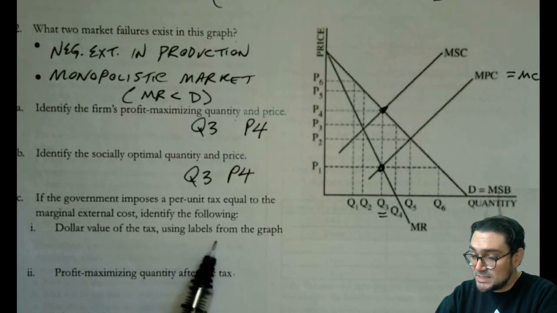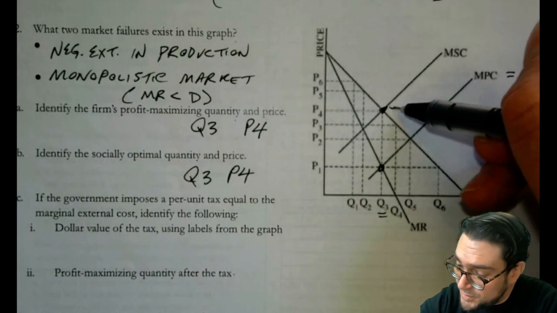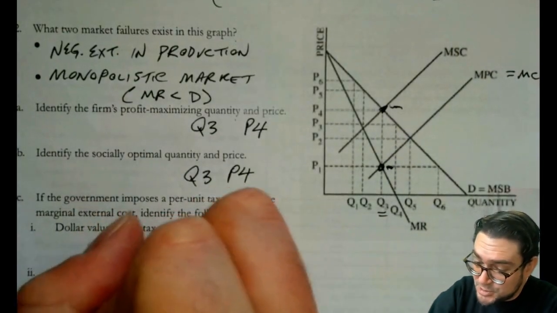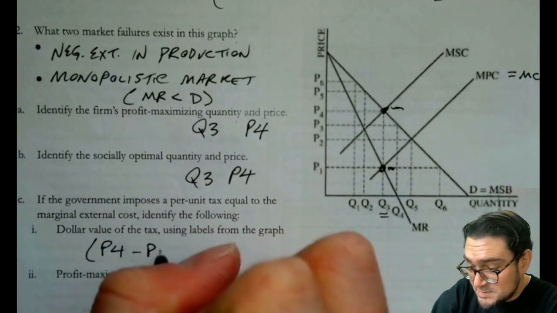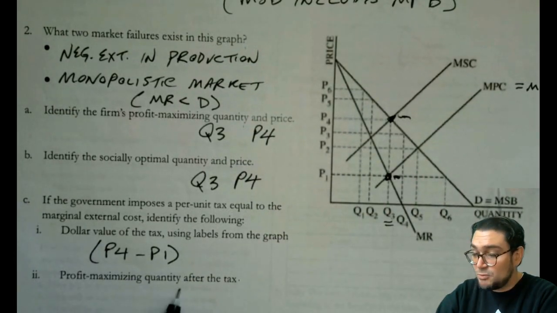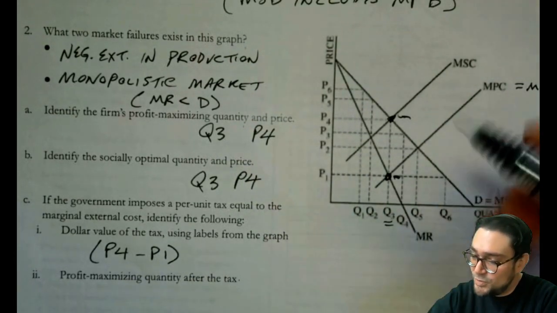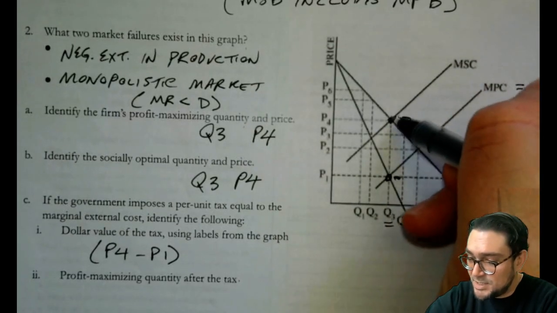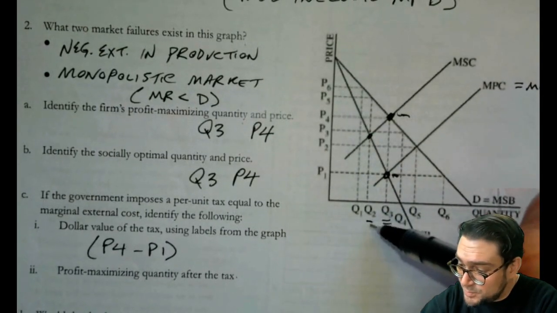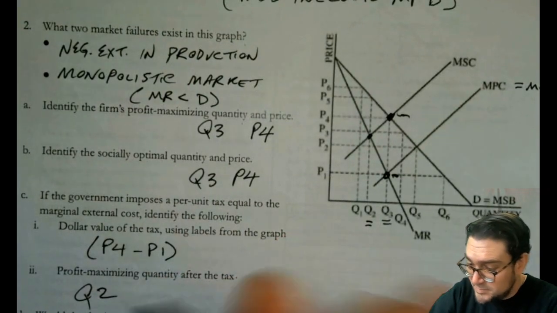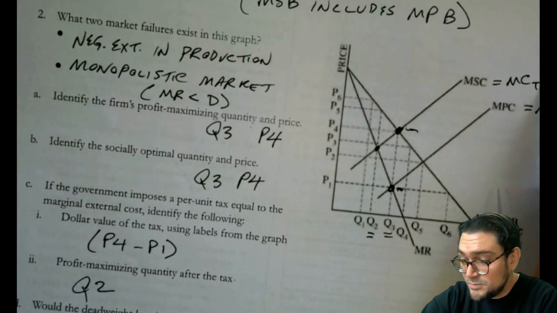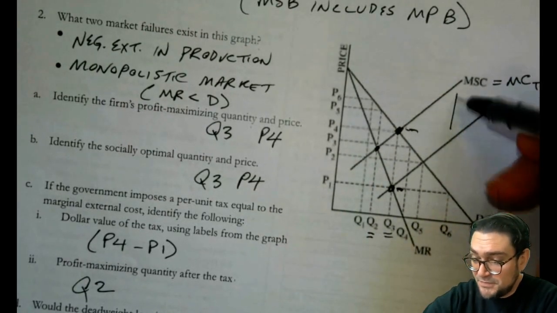Dollar value of the tax using labels from the graph. Well, the vertical distance between these two is P4 to P1, and so that's how much it would be, P4 minus P1. That's the amount of the external cost. Profit maximizing quantity, though, after the tax would be pushing that MPC up here, and that's going to cause the new profit maximizing quantity to be Q2. Notice, right? That's going to cause this to be the new MC with the tax included. It's going to shift that curve up.